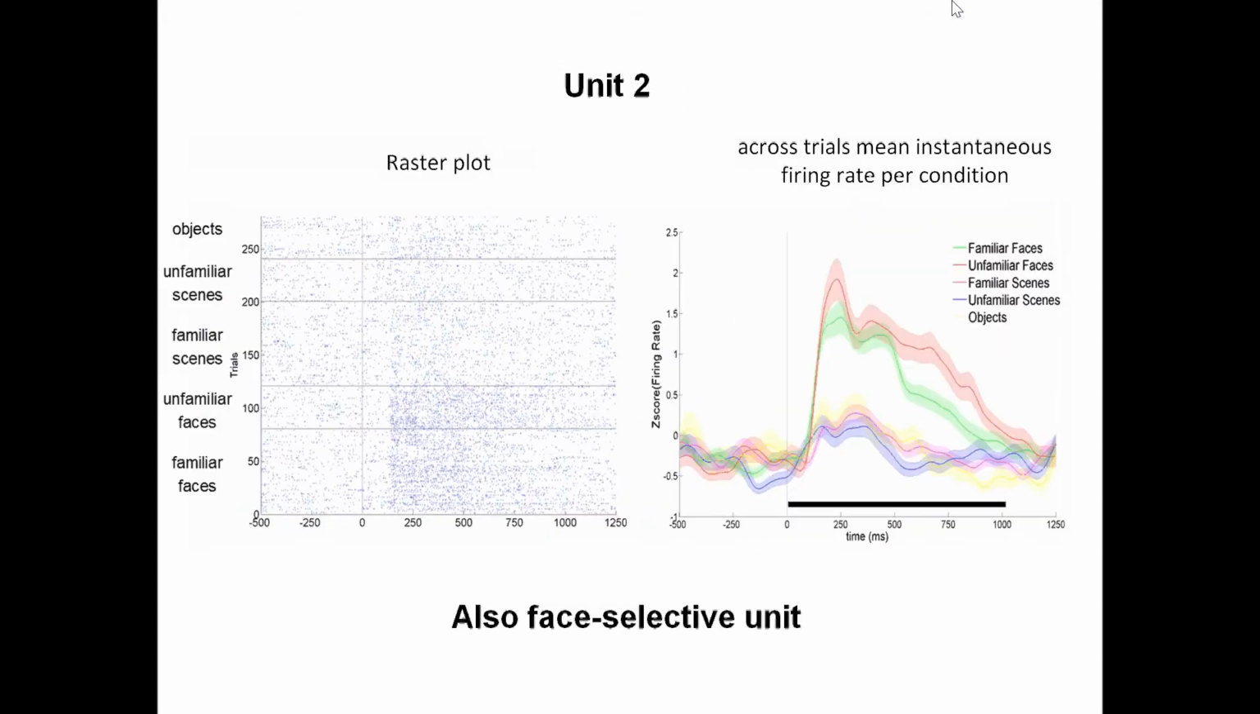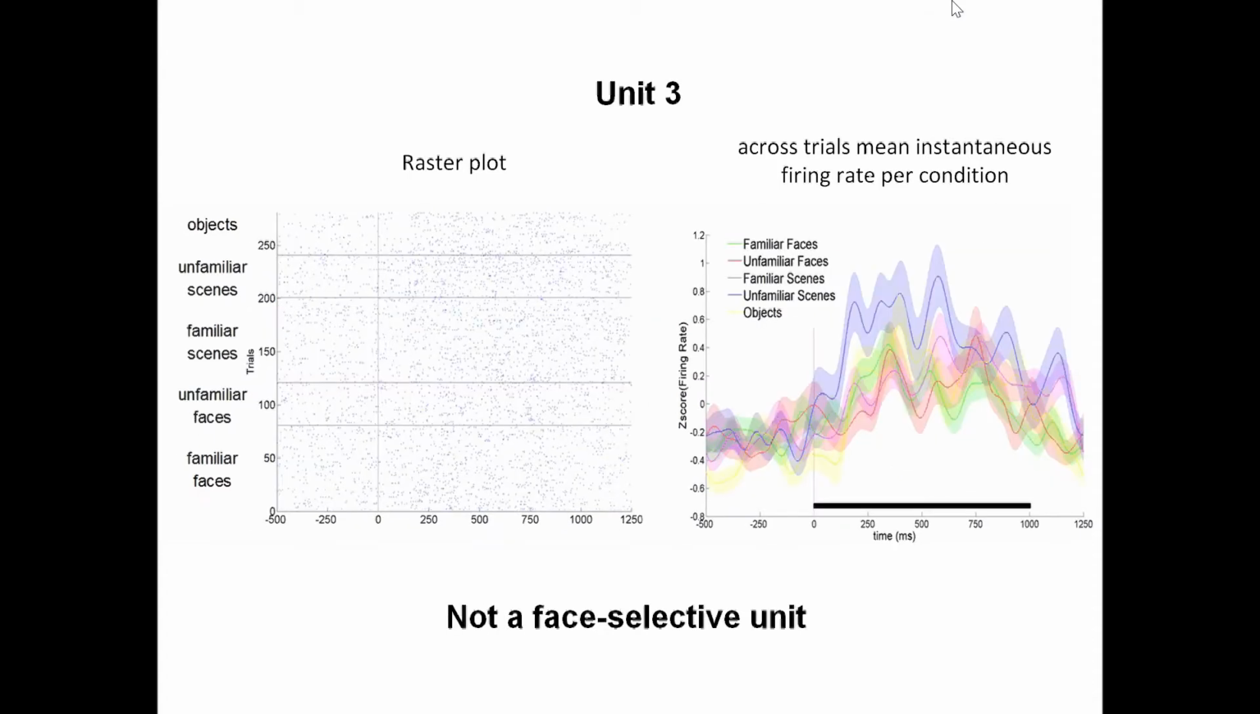Here, I told you that there were 4 units. Here is an additional face-selective unit that we found, and it was also face selective, this time even without object selectivity, the same idea. And 2 additional units were completely not face selective. Here one of them, its response was even a bit stronger for scenes. You see the blue trace, it is unfamiliar scenes.